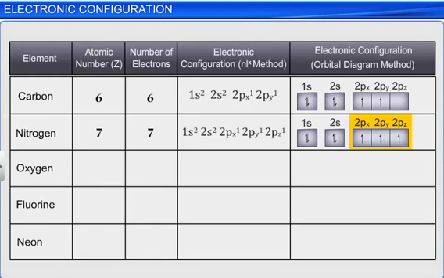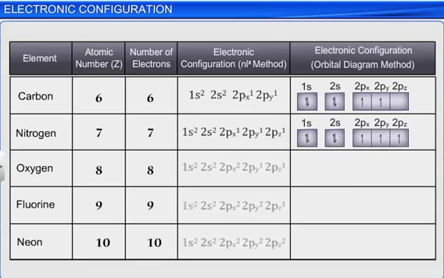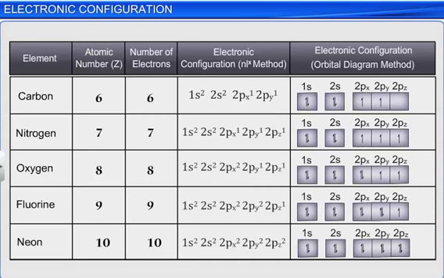Fluorine has 9 and neon has 10 electrons. In each of these elements, after filling the first 4 electrons in 1s and 2s orbitals, the remaining electrons enter into the next higher orbital, 2p, according to Aufbau principle.